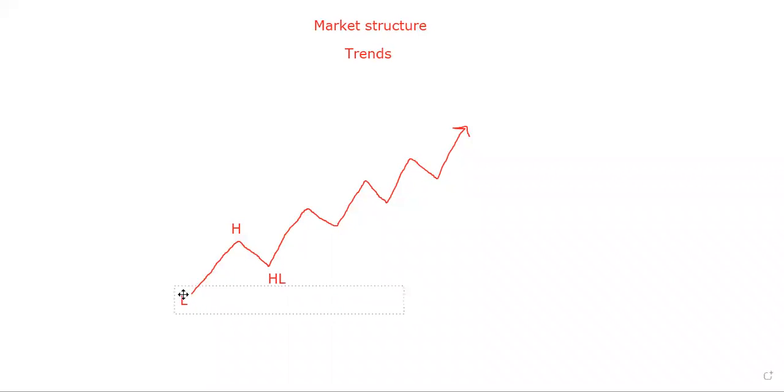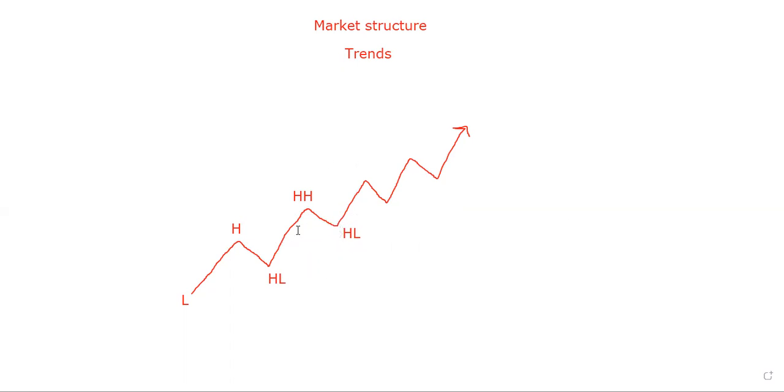So I'll try to move it right here. So we have a low, a high, a higher low. Then right here, we have a higher high. So we have a higher high right there. Let me try to move that kind of a higher high. Then we have another higher low structure right there. I hope you get what I'm saying.